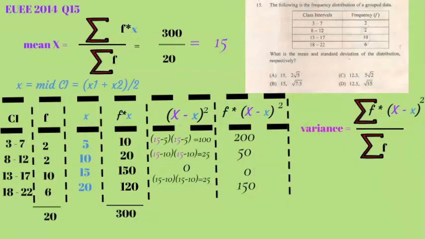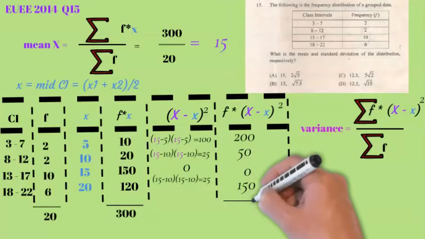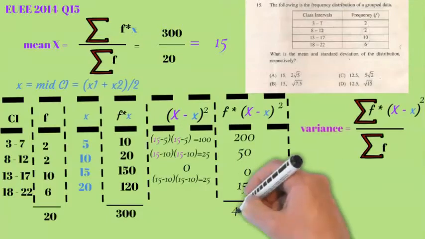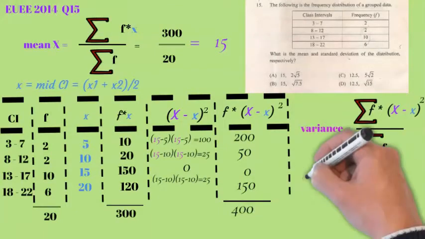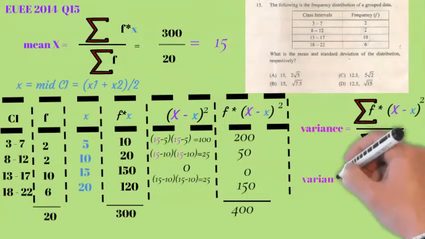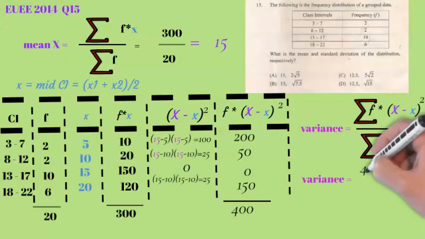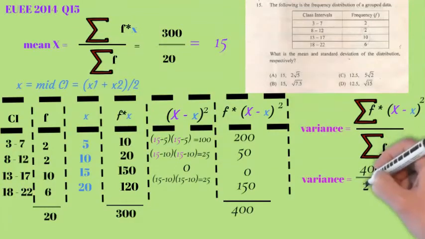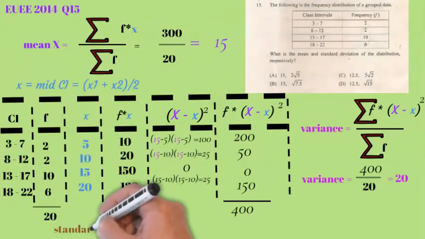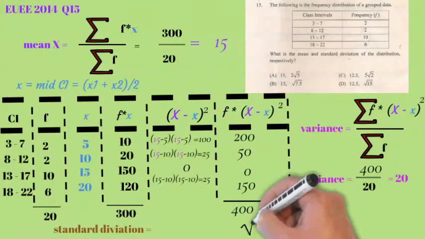The next thing you do is you multiply this by the frequency again. So when you multiply this by the frequency, 2 times 100 is 200, 2 times 25 is 50, 10 times 0 is 0, 6 times 25 is 150. So that is a 400 divided by the frequencies. The total number of frequencies is 20. So 400 divided by 20 is 20.